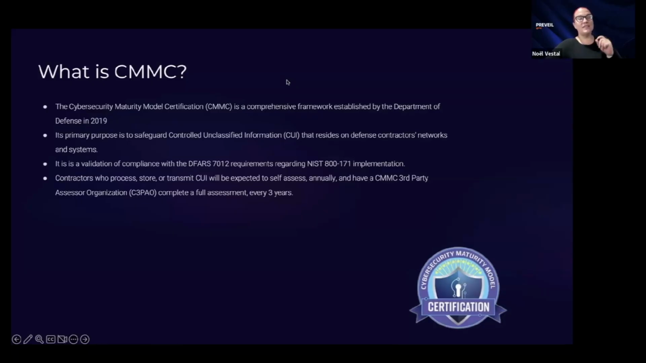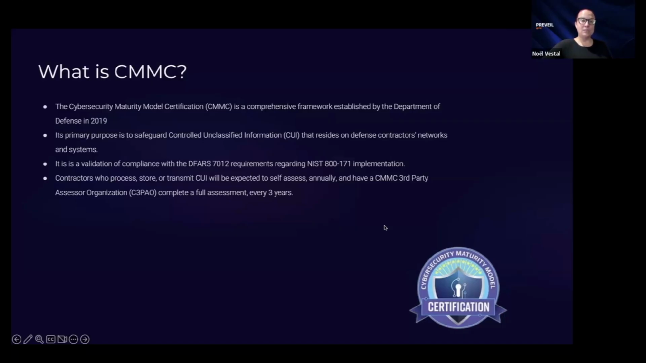As you see on the second bullet, the primary focus of DFARS 7012, having the NIST 800-171 requirement, the whole point of CMMC at all is to make sure that CUI, or controlled unclassified information, is protected. The DFARS 7012 clause came out back in late December of 2017, so it's been around for quite a while. If you have a DFARS 7012 clause, or someone you're working with has one, they are already expected to have NIST 800-171 implemented.